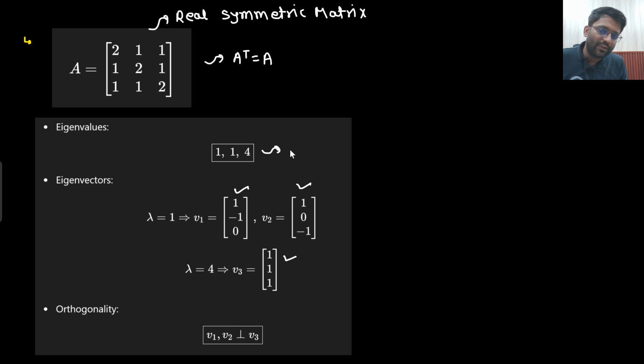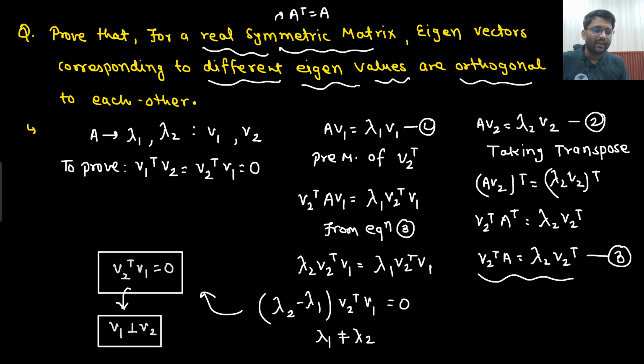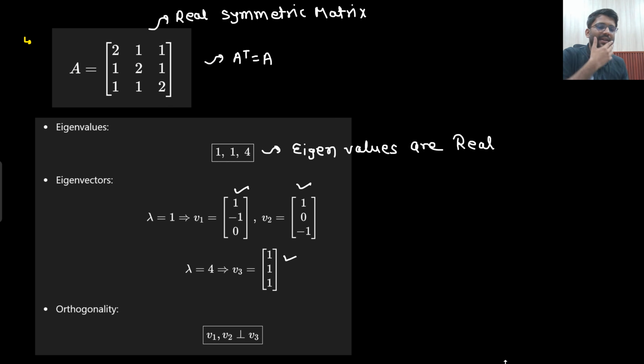First thing, that eigenvalues are real. This is the first thing that I can prove. It is not a proof, right? The proof is here. But here I can say that, yes, eigenvalues are real. What is the other thing I can say? Someone will say that, sir, v1 is perpendicular to v2. These are the eigenvectors corresponding to lambda equals 1. v1 is perpendicular to v2? No. It is not necessary.